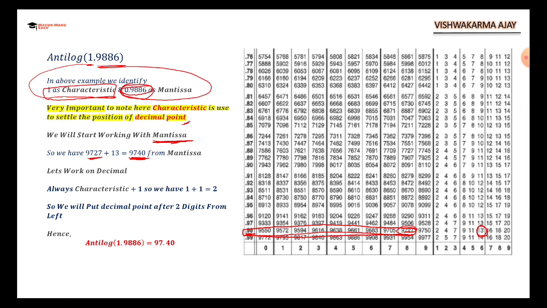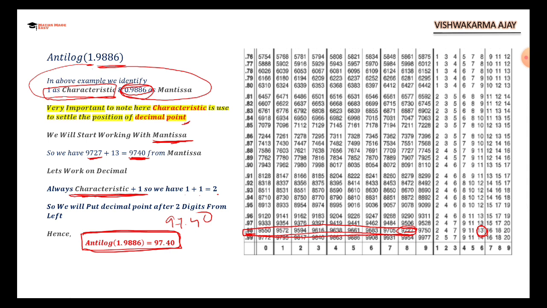Since you have 1 as characteristic, always remember this formula: characteristic plus 1. So right now the characteristic is 1, 1 plus 1 is 2. We will be putting our decimal after 2 digits. So let's say our answer is 9740. So our decimal will come at 97.40. So this is how we can find the antilog of any number. Antilog of 1.9886 is equal to 97.40.